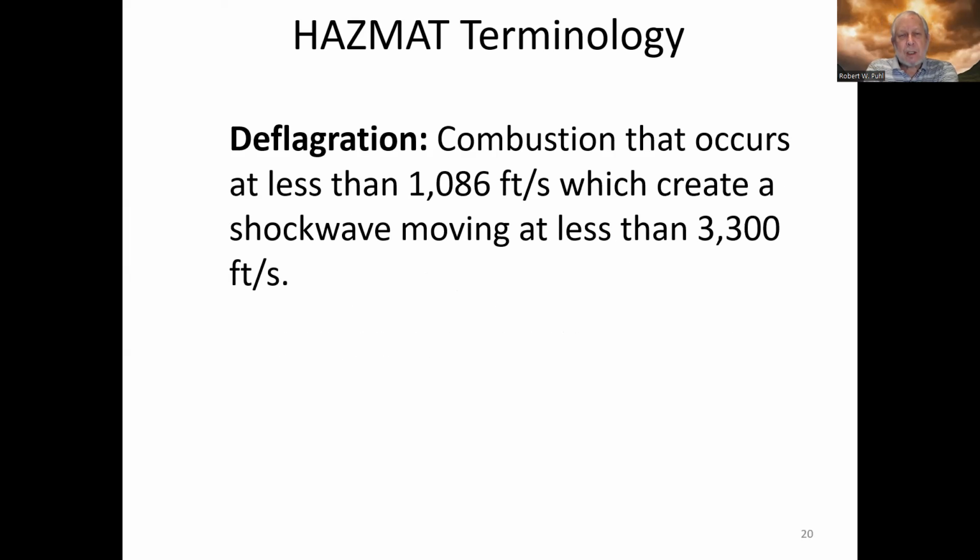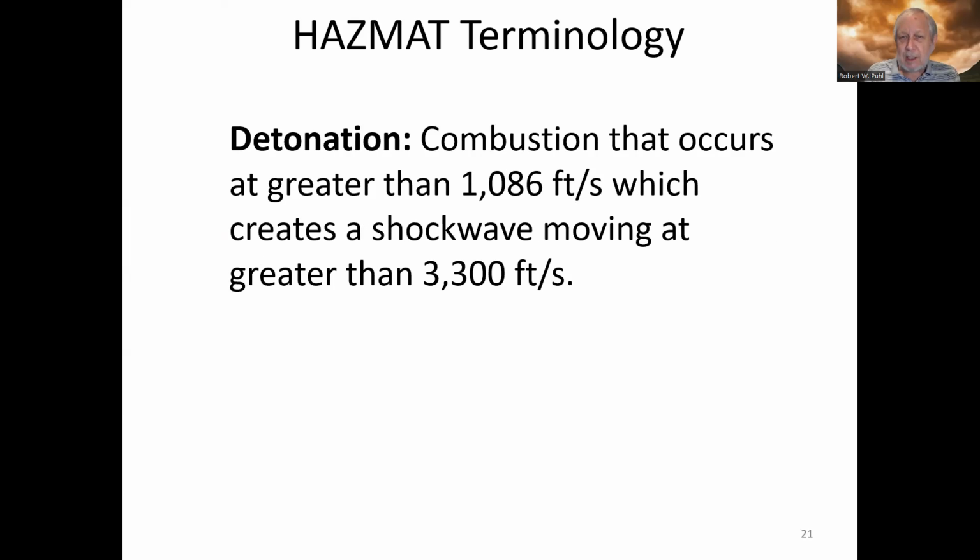Deflagration is combustion that occurs at less than 1,086 feet per second, which creates a shock wave moving at less than 3,300 feet per second. The next step up from a deflagration is a detonation. Detonation is really just a fast combustion that occurs at greater than 1,086 feet per second, which creates a shock wave moving at greater than 3,300 feet per second. So 3,300 feet per second is over half a mile per second for a shock wave.